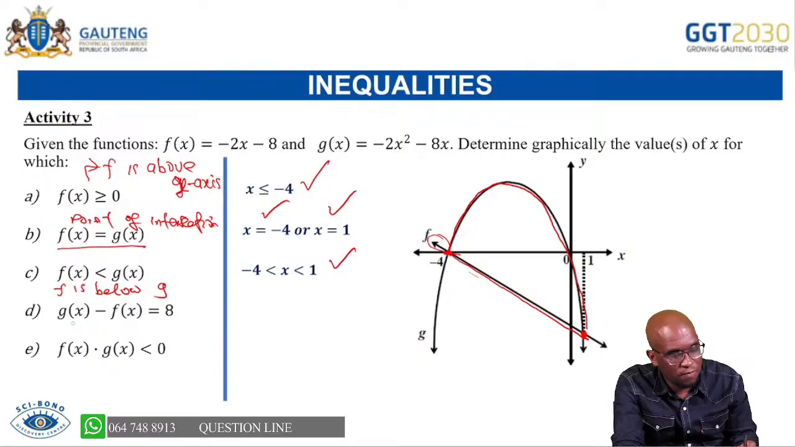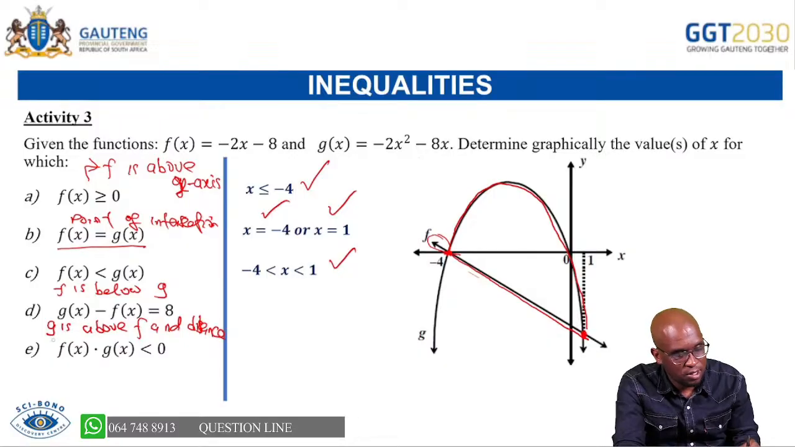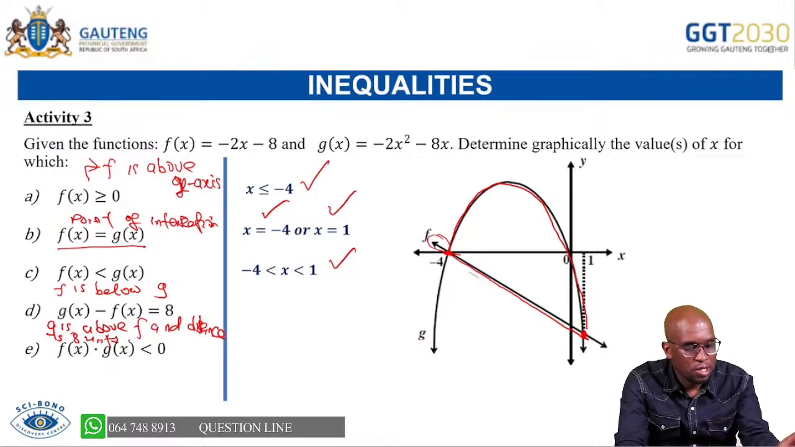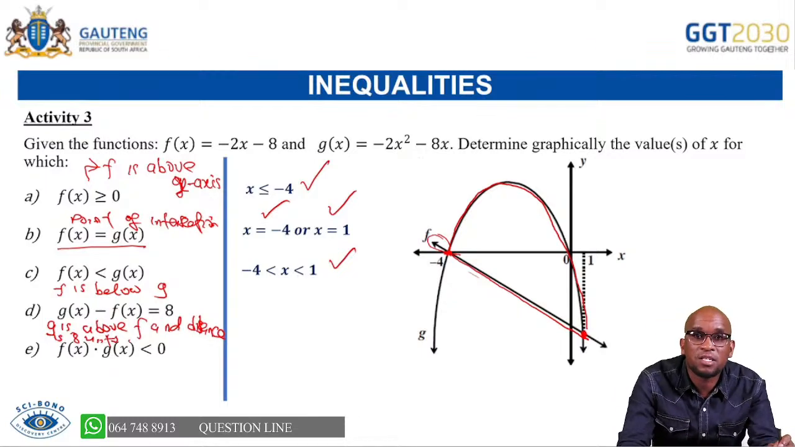And then we have g minus f is equal to 8. So g is above f and the distance is 8 units. G is above f and the distance between them is 8 units.